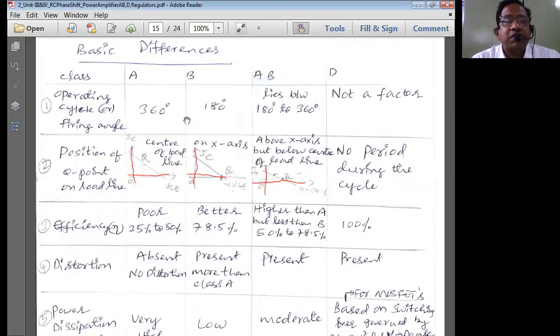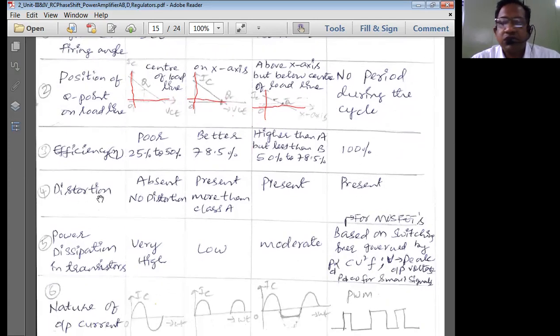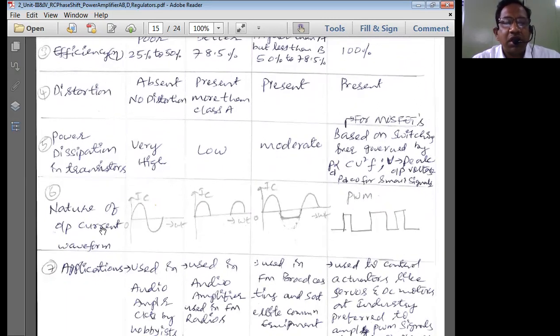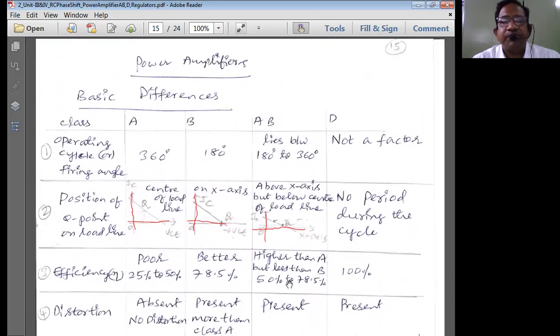The differences are going to be like the operating cycle or firing angle. So the first difference lies in the firing angle of the amplifier circuit. Second, the position of the Q point on the load line. Third is the efficiency of the amplifier. Fourth is the distortion of the amplifier. Fifth is normally the power dissipation in the transistors. And the sixth is the nature of the output current waveforms. And finally, the applications of the various types of amplifier circuits.